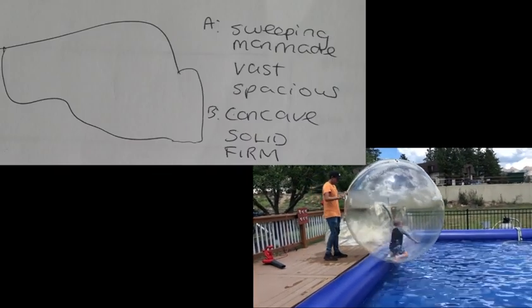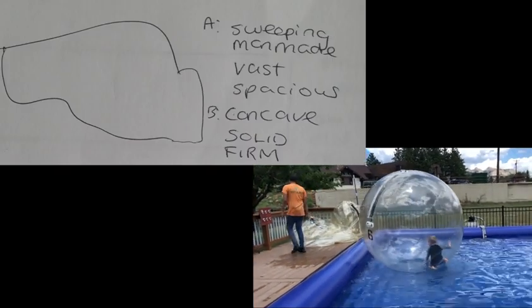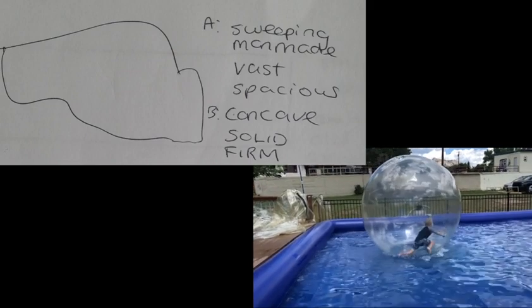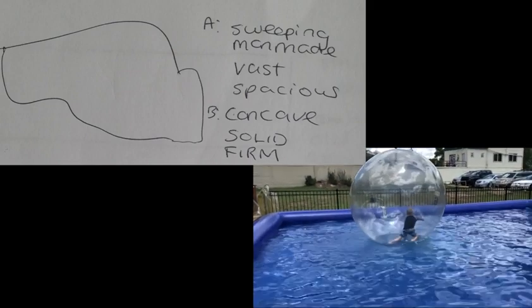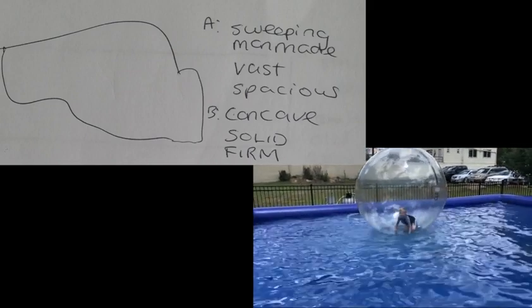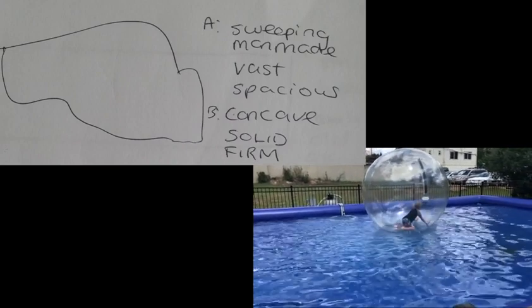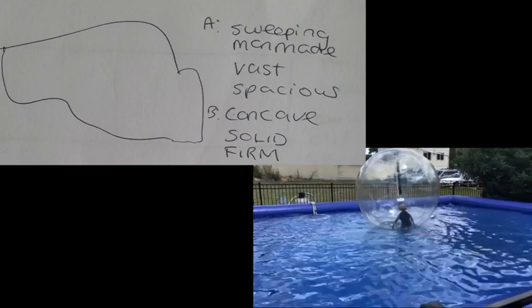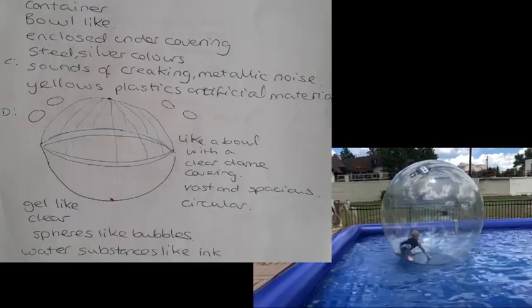In these notes we read sweeping, man-made, vast, spacious, concave, solid, and firm. And definitely the pool itself is concave. It's firm, spacious, definitely man-made, so got some hits there.